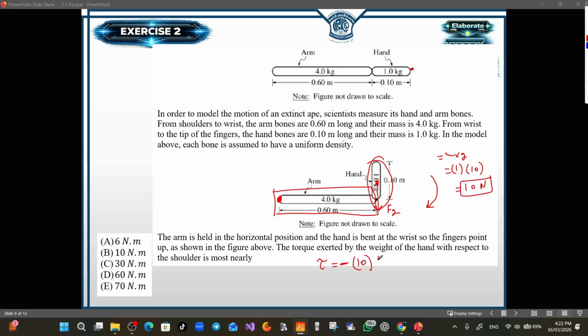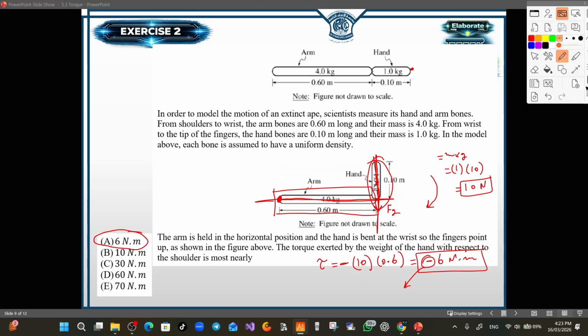Now the distance is 0.6, and this force is completely parallel to the tangential direction if we assume this is the radial direction, because the radial direction will always be perpendicular to the tangential direction, and the radial direction must pass through the pivot point. So the final answer will be minus 6 Newton meter. Now the minus indicates only the direction of rotation, and the correct answer as a result will be 6 Newton meter.